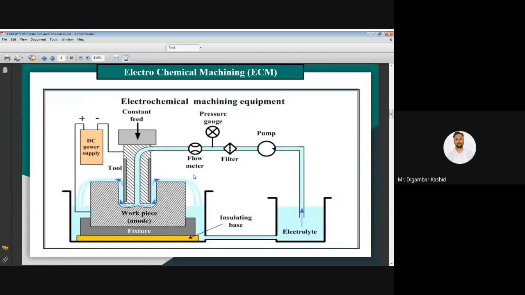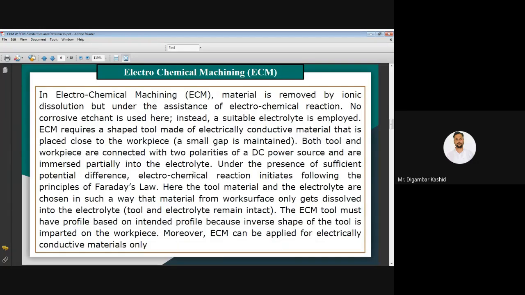Then electrochemical machining. Okay, this is the schematic diagram of electrochemical machining you can see. In this electrochemical machining, material is removed by ionic dissolution, like chemical dissolution in chemical machining. Here ionic dissolution happens, or you can call it electrochemical dissolution, but under the assistance of an electrochemical reaction that ionic dissolution will happen. Okay, so here no corrosive etchant is used. Instead of that, here a suitable electrolyte is employed.